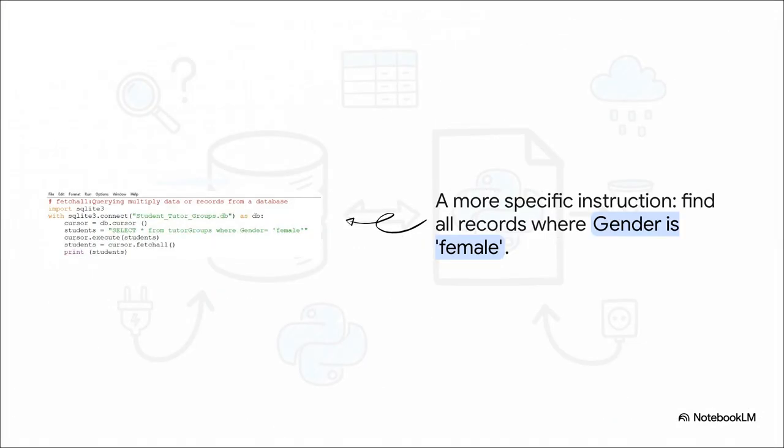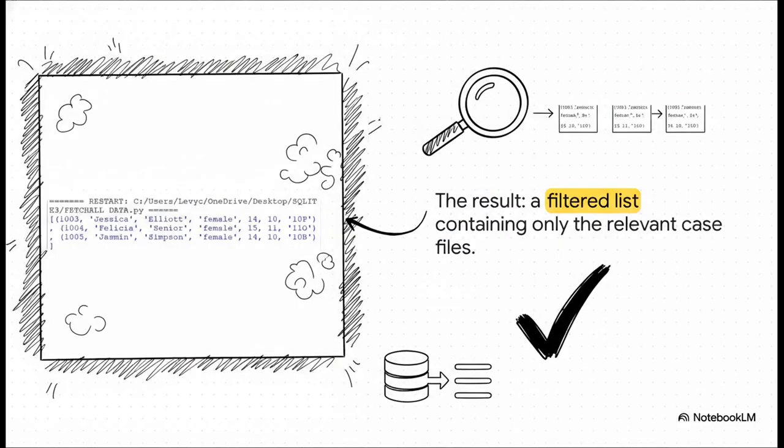But let's be real, a huge net isn't always the most efficient way to do things. What if we want to get a little more specific? Well, check this out. We've added a WHERE clause. Now our instruction is, select everything from tutor groups where the gender is female. See what we did there? We're starting to narrow the search. And would you look at that result? No more Jamie, Charlie, or Jackson. The output is this nice, clean, filtered list with only the records that match our very specific criteria. That's the power of combining a good WHERE clause with fetchall.